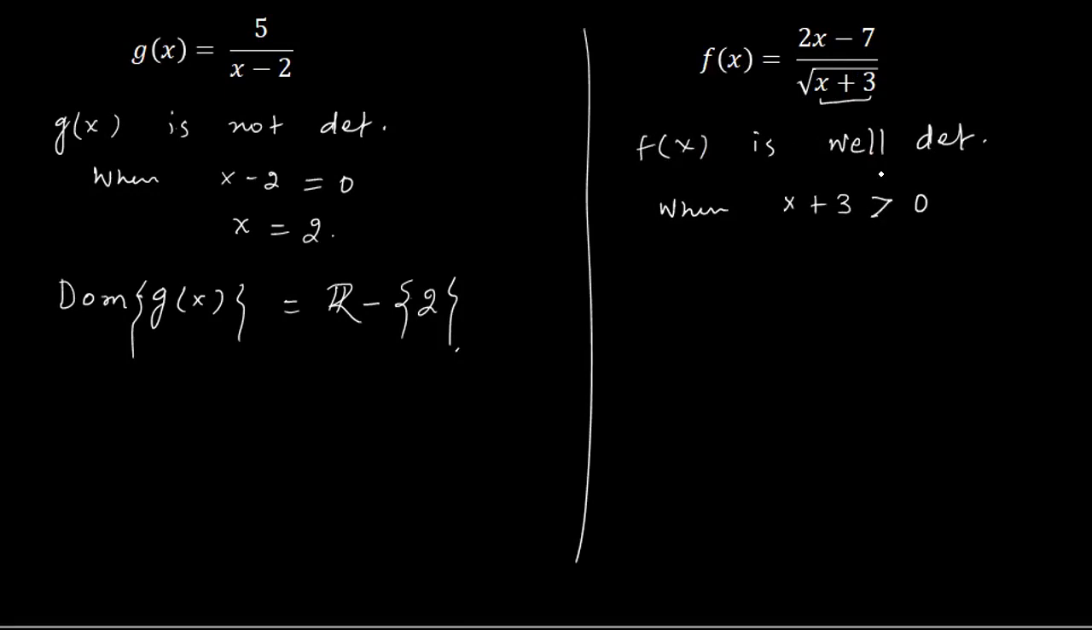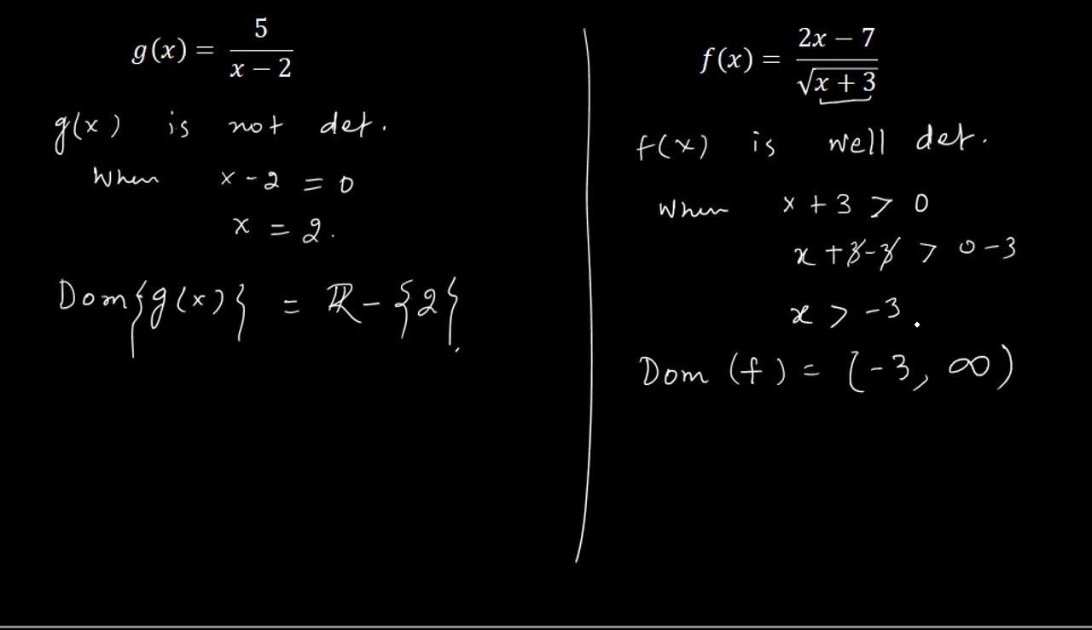Why not equal to 0? Simply because it is in the denominator, and when something in the denominator is 0, our function becomes infinity or not defined. So x plus 3 is more than 0. Subtract 3 on both sides. We get x plus 3 minus 3 is more than 0 minus 3, which becomes x is more than -3. So the domain of this function is simply -3 to infinity, and please note that -3 is not included.